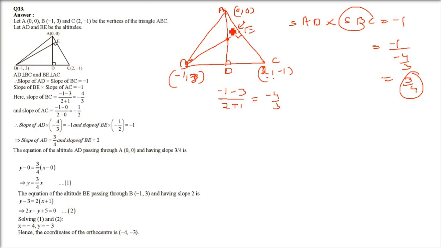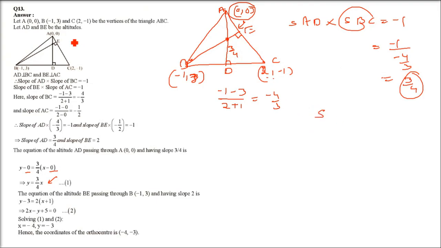Now you have the slope of AD and it is passing through (0, 0). Line AD, we just found the slope to be 3 by 4 and it is passing through (0, 0). We know the equation of a line having a slope and passing through the point (0, 0). Taking x1, y1 as 0, 0, y equals 3 by 4 x is the line.